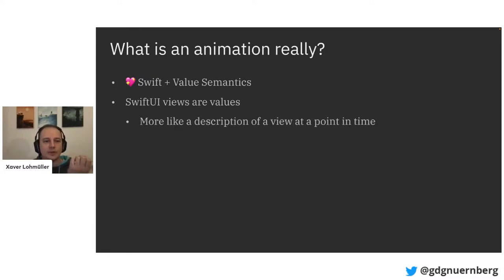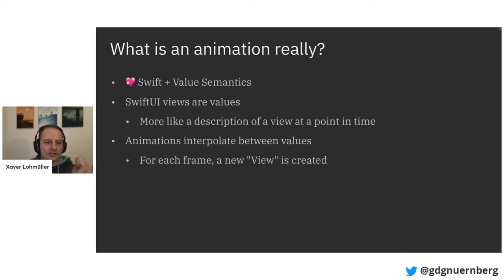We think of SwiftUI views more like a description of a view at any point in time. So think of a view that has some sort of text, and now it has this text, and in the next second it has a different text or different values. And then an animation really simply interpolates between two values. So for each frame that is in fact drawn, a new view object is created. This sounds really expensive, but SwiftUI takes care of this.